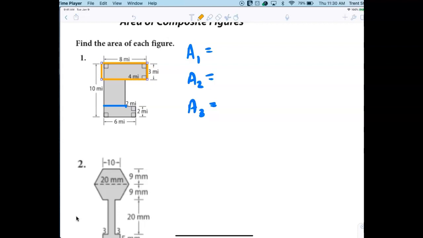Yep. 8 and 3. Does the 4 have anything to do with it? No. It has absolutely nothing to do with it. Put your hand down. Absolutely nothing to do with it. So, area 1, we're going to say 8 times 3.